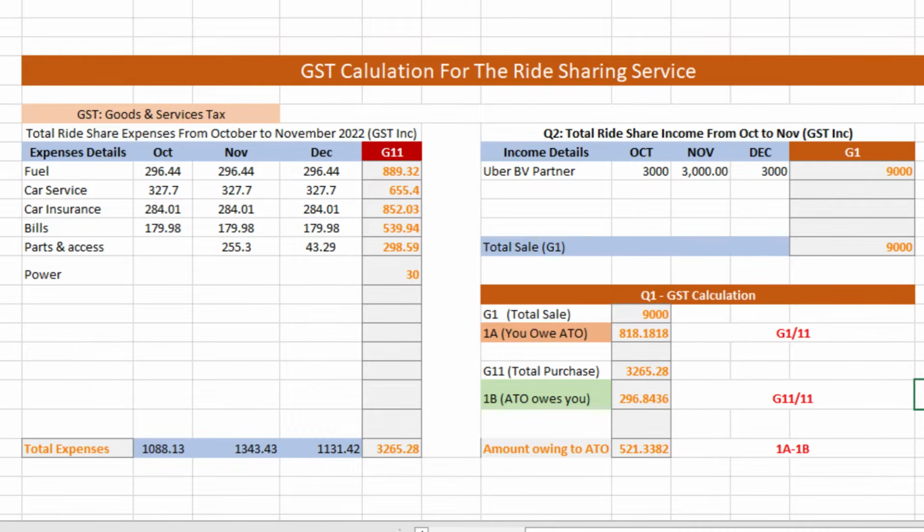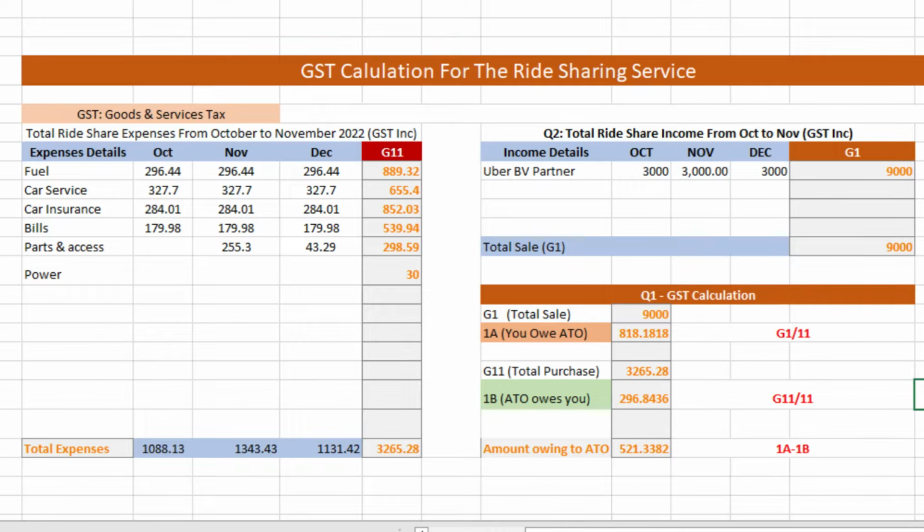After this, we put our total income or sale from G1 to G1 into this table. Then our G1 total sale or total income will be divided by 11. Then whatever left will be called 1A.